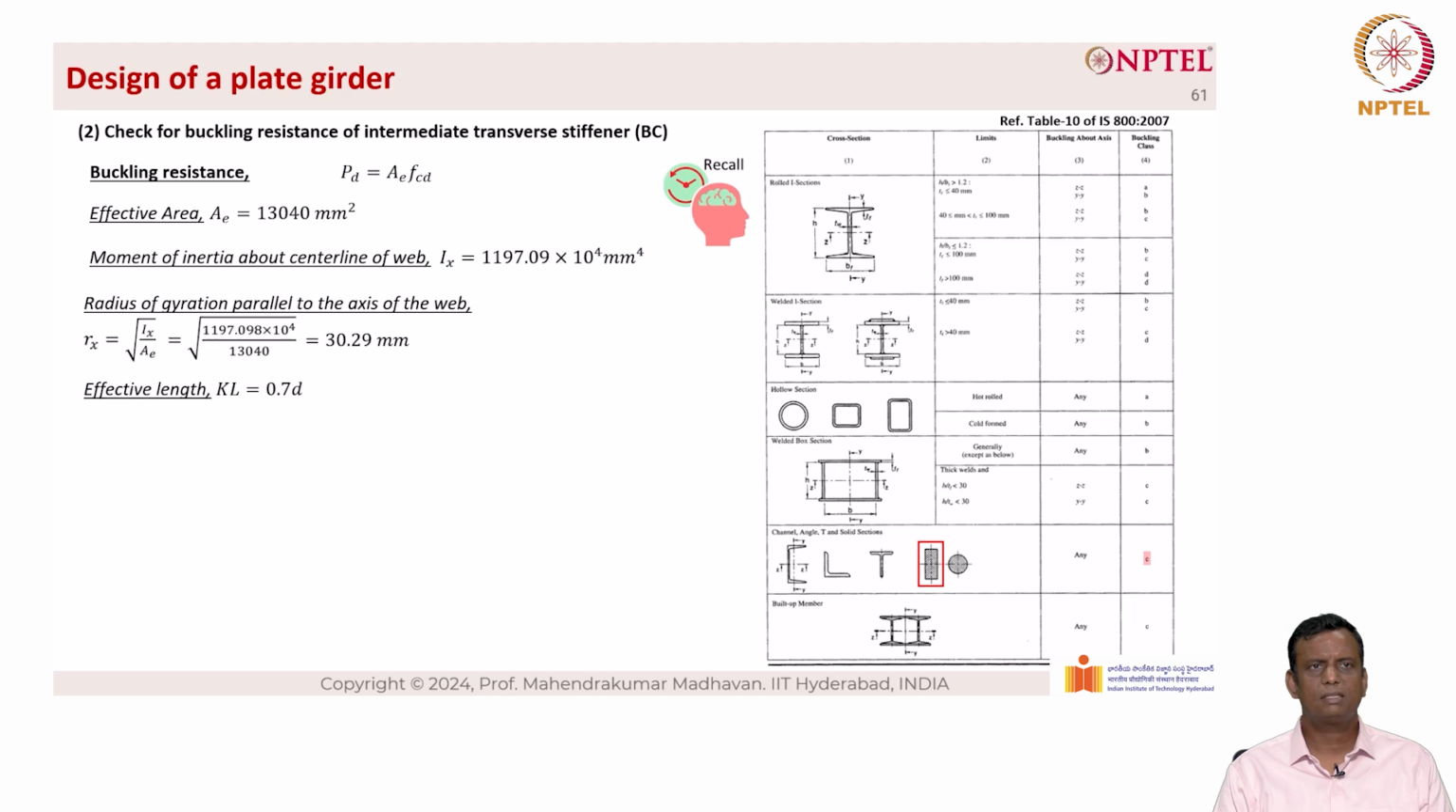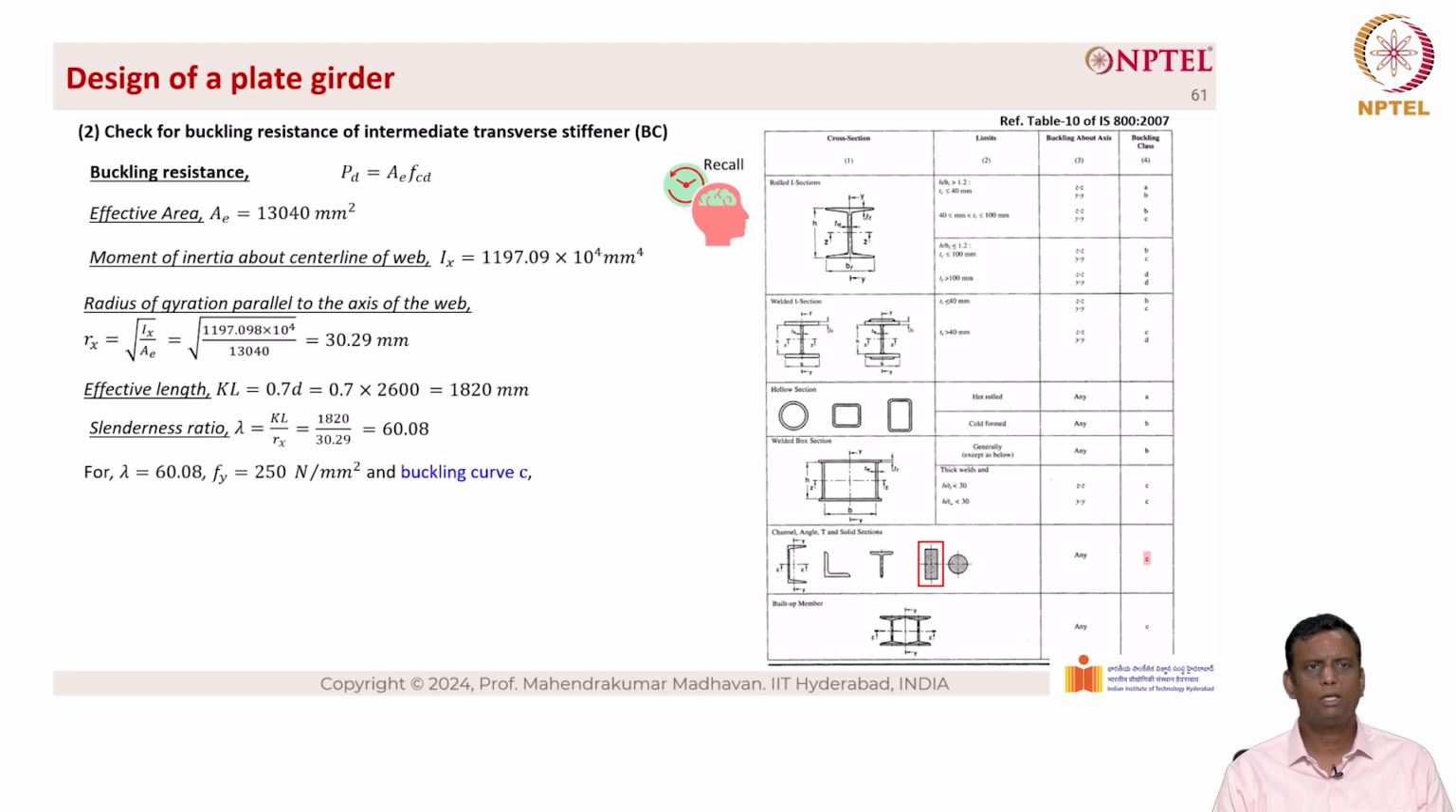So, the effective length is KL equal to 0.7d. So, 0.7 into 2600, which is 1820 mm, which is also as per the codal provision. We did a similar exercise when we were calculating the buckling capacity for bearing stiffeners, where we showed the provisions in the code where it has to be taken as 0.7. So, the slenderness ratio lambda equal to KL by r_x, which is equal to 1820 divided by 30.29, we have 60.08.